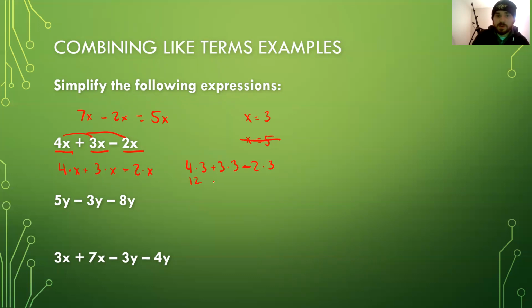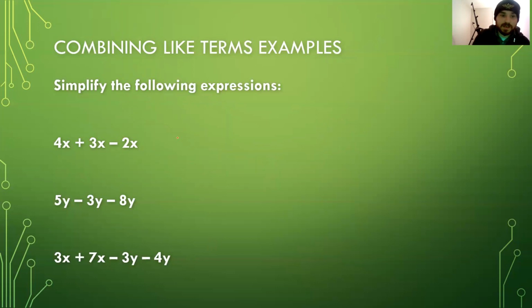Okay, we can solve this out. 12 plus 9 minus 6, which is going to give us 15. Now you might wonder, why do we bother to simplify this if as soon as we plug in a number for x, we can just solve it really easily? And the answer is, well, look at our new expression. We have just 5x here. That's 5 times x, or in this case 5 times 3, which is 15. And this is a lot easier to solve than all of this. So that's why we bother to simplify these expressions here.